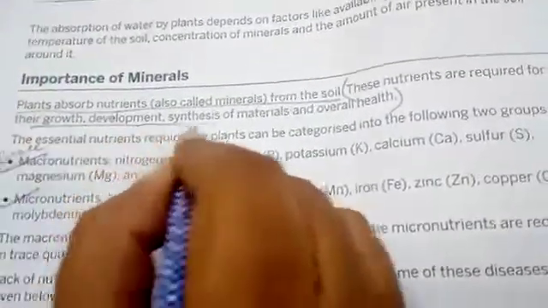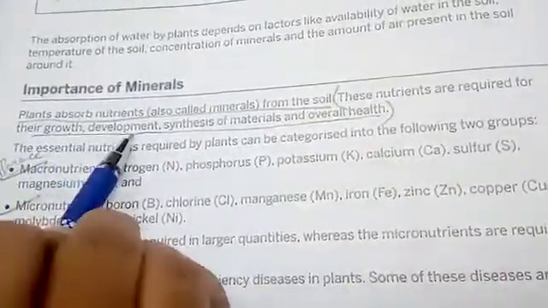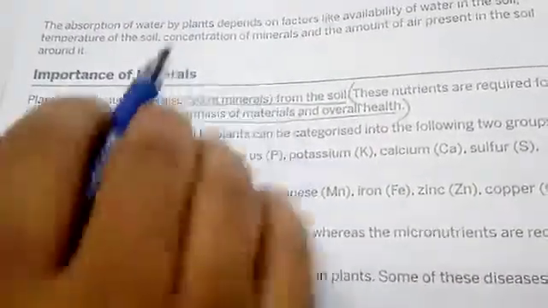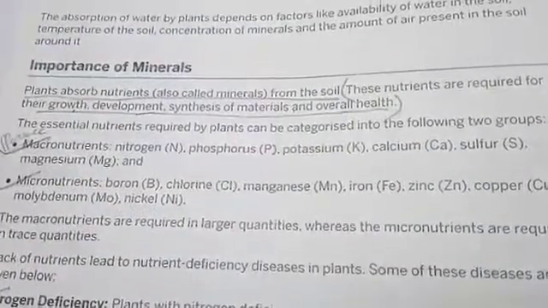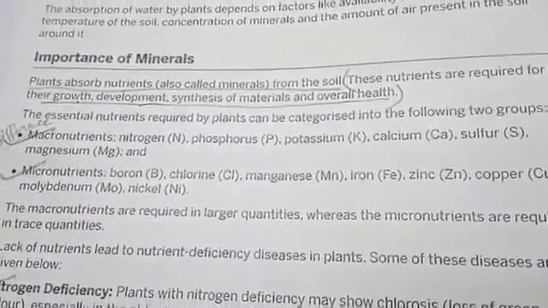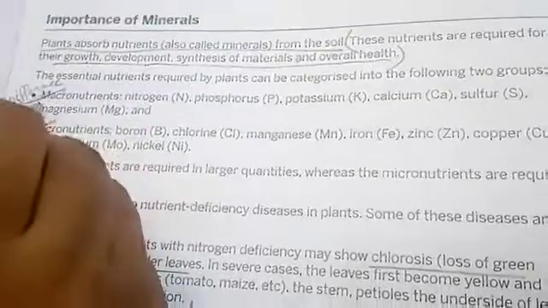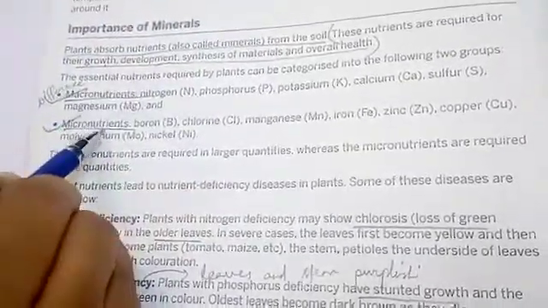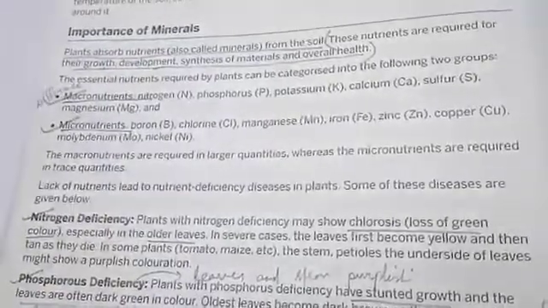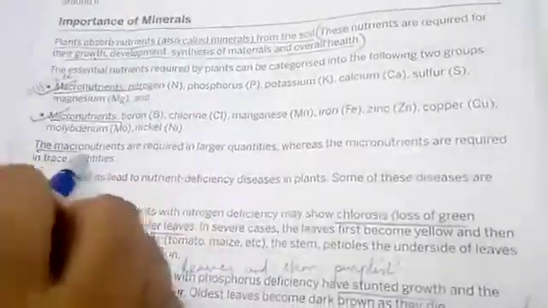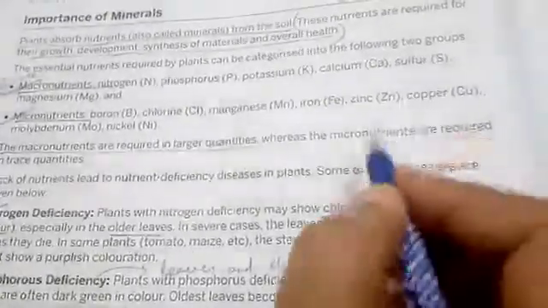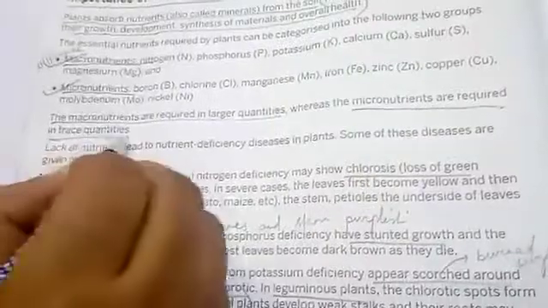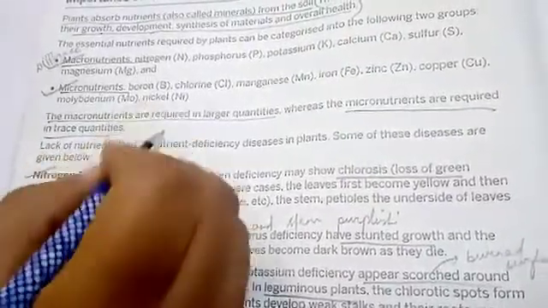If you see in your book, please underline these and learn these: for their growth, development, synthesis of materials, and for their overall development, overall health of the plant. Now, these nutrients are basically classified into two groups: macronutrients and micronutrients. What are macronutrients? The nutrients which are required in large quantities. And what are micronutrients? Which are required in trace quantities, that means less quantity.